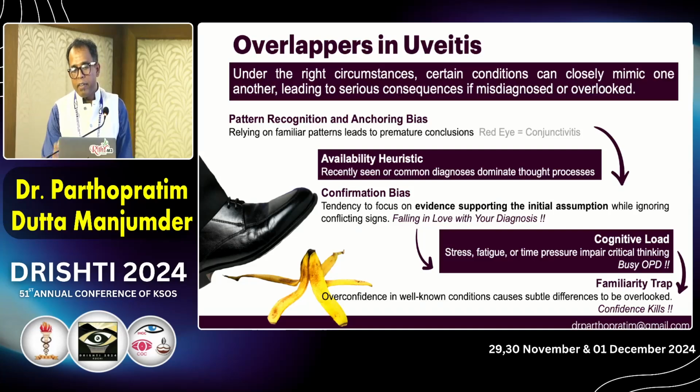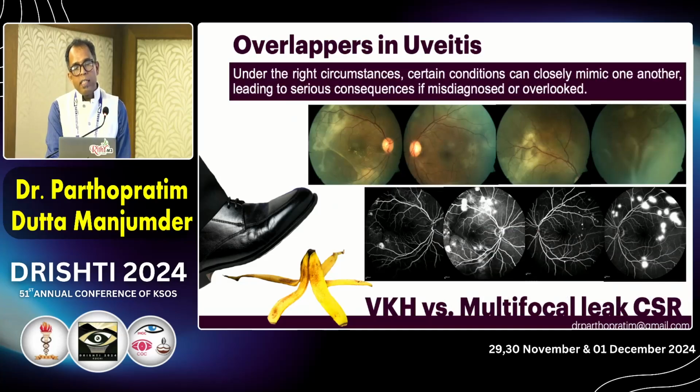So the familiarity trap is the most important bias in such cases. Now you see this case already, Lekha madam has nicely shown you a case. It is a much simpler case, but this patient was diagnosed with VKH, and was treated with IVMP and oral steroid. And finally, when the patient came, you see it is bilateral.